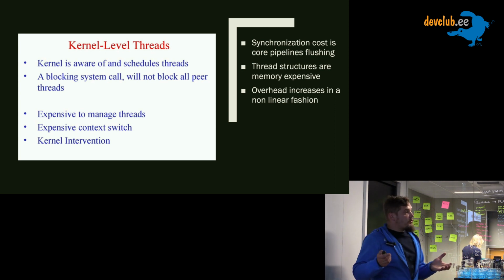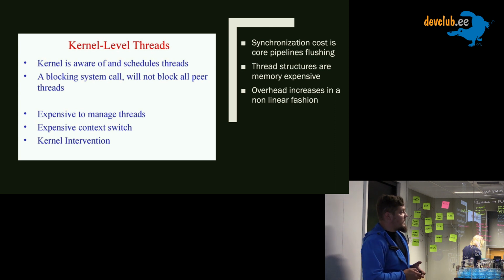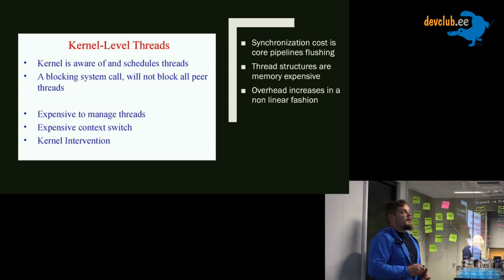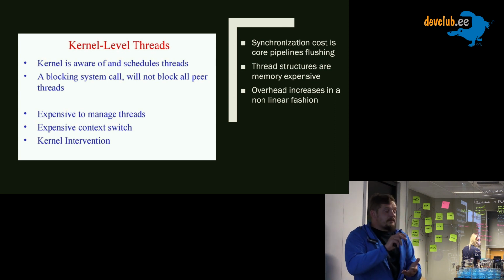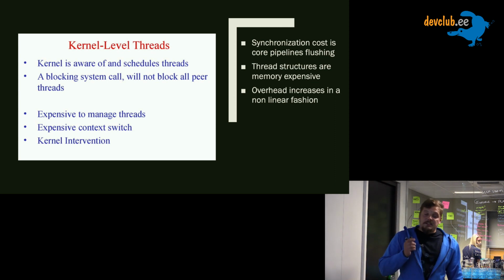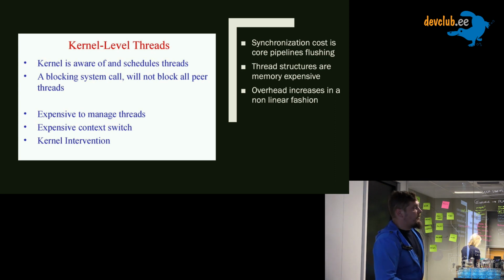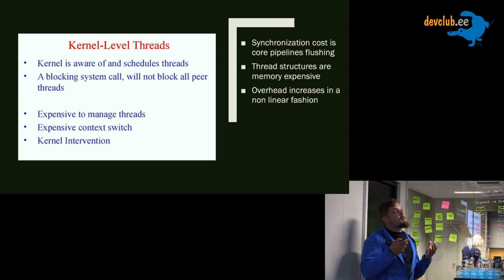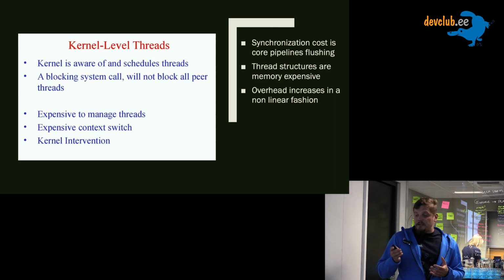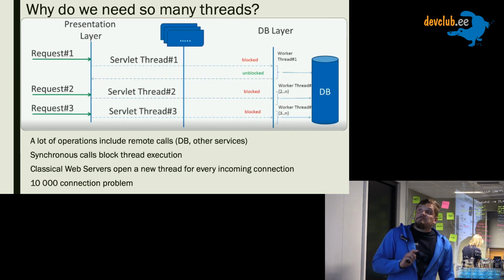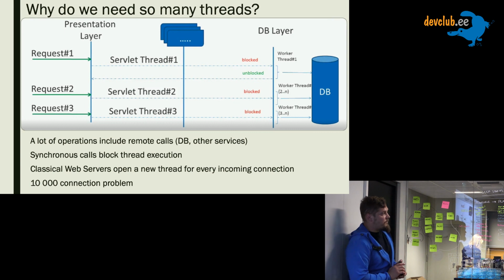Again, thread structure is quite expensive. You actually saw there is a huge memory structure with different stacks for threads and for kernel level. And the most important, that overhead of managing a large amount of threads is quite high, and it increases in a non-linear fashion.